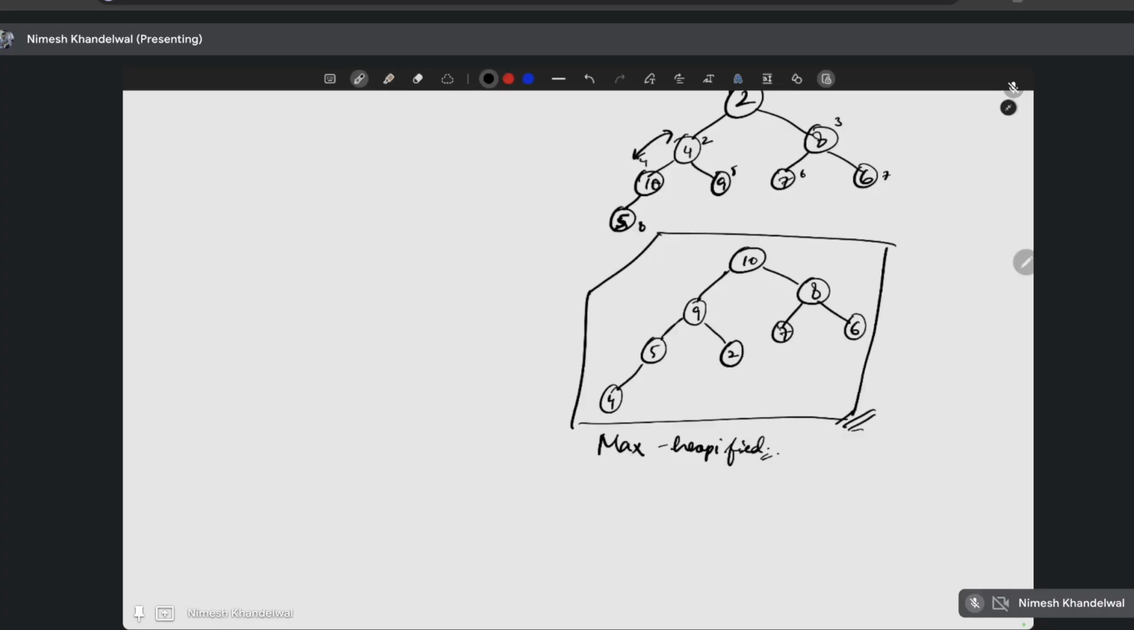And if we were to show it in the array form, it would look something like this: 8, 5, 2, 7, 6, 4. Right? So this is the max heapified form of this array.